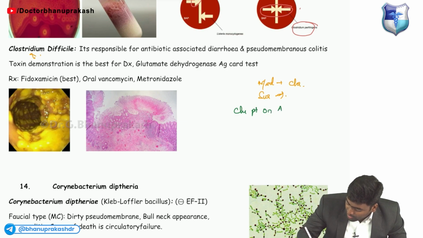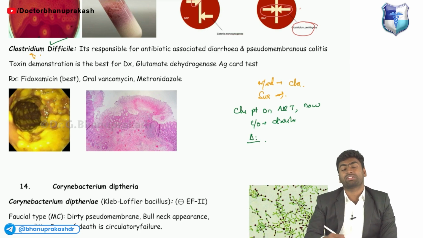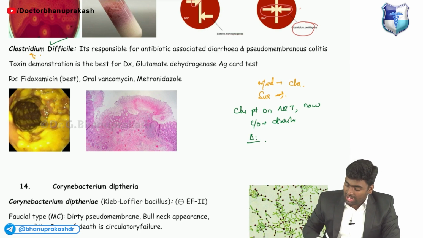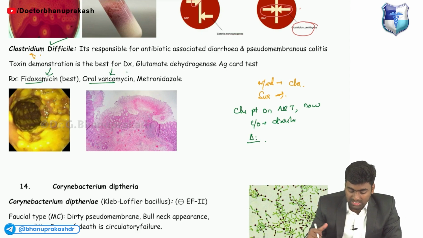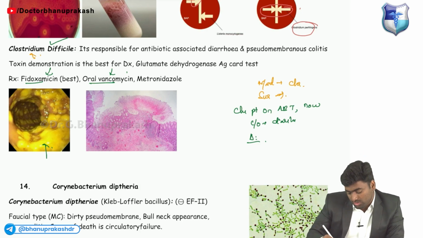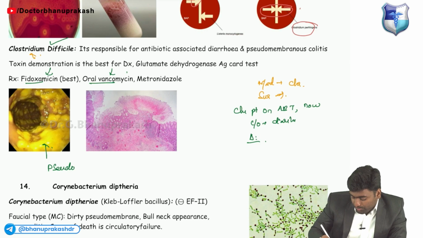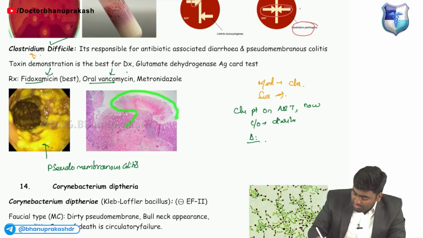A chronic patient on antibiotics now complains of diarrhea. What is the diagnosis you will think of? You will think of Clostridium difficile induced diarrhea, and to treat this infection, you can give either oral vancomycin or fidaxomicin. So there is formation of a pseudomembrane over the colon. So it is known as pseudomembranous colitis. And on HP investigation, you will be able to see the formation of a volcano eruption.